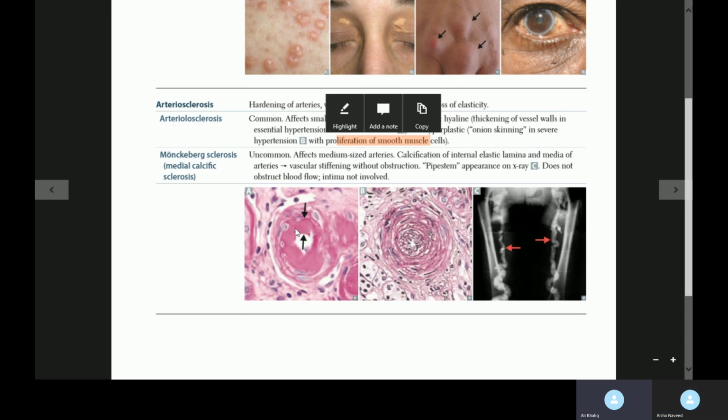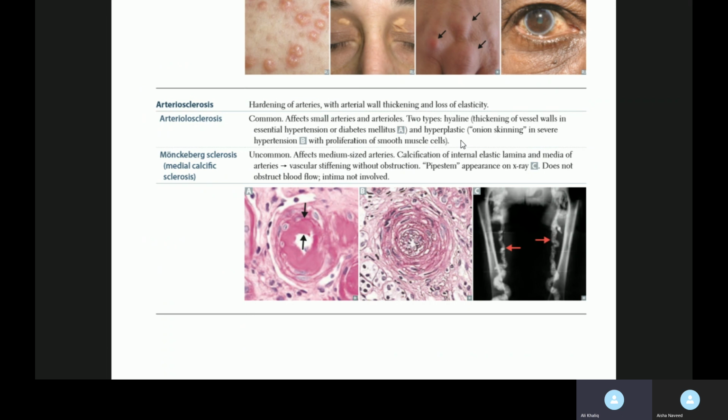Okay, so the hyaline type and the hyperplastic type have these histological findings that you can expect in the exam and you can answer them. Remember that the hyaline subtype is associated with hypertension or diabetes, and the hyperplastic subtype is also associated with hypertension, but it has hyperplasia. So that's B, right? That's B, hyperplastic. B is hyperplastic and A is the hyaline.